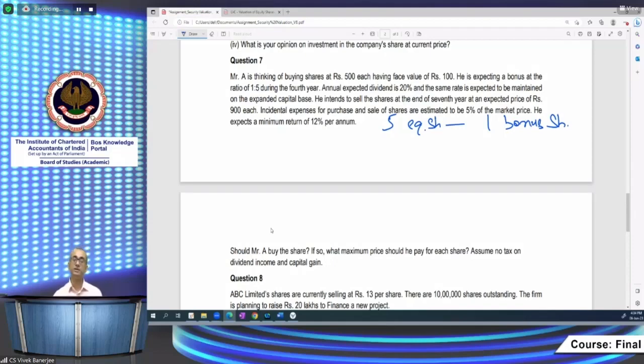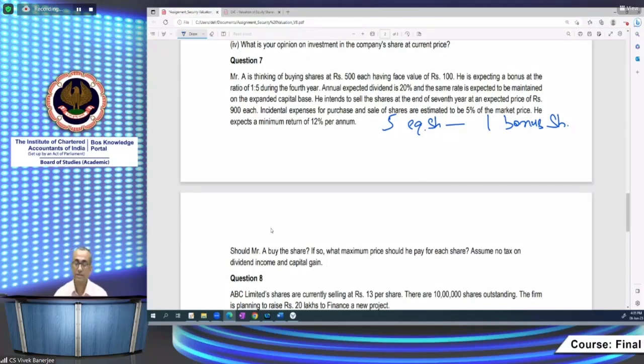Annual expected dividend is 20%. हर साल dividend 20% declare किया जा रहा है. And this rate is expected to be maintained on the expanded capital base also. Expanded capital base, because जब 4th year में बोनस शेयर इशू हो गया तो ऑब्वियसली कैपिटल बढ़ेगा. तो कैपिटल जब बढ़ेगा तो उसके ऊपर भी 20% ही डिविडेंड दिया जाएगा. He intends to sell the shares at the end of the 7th year at an expected price of rupees 900.